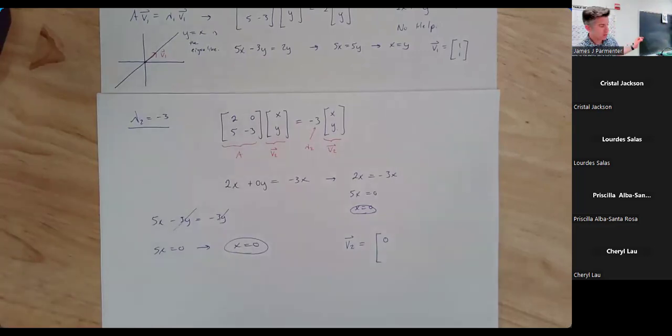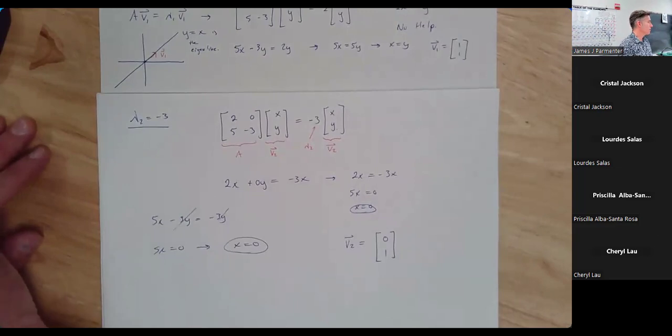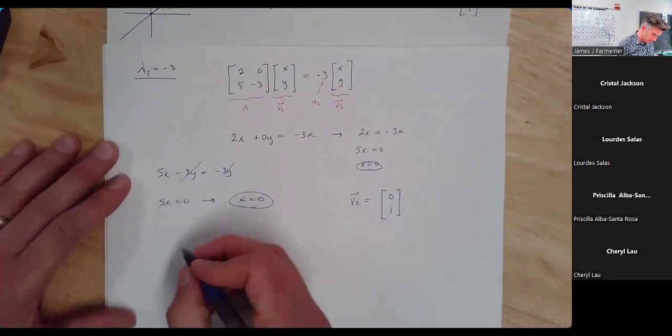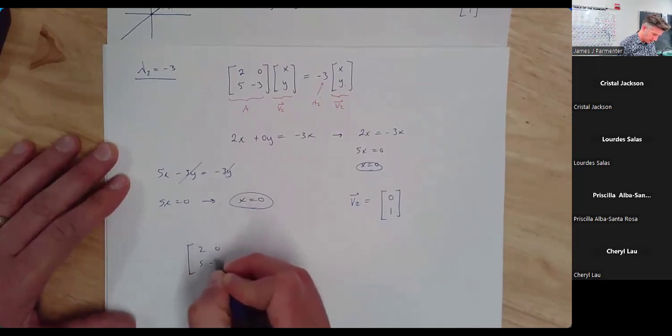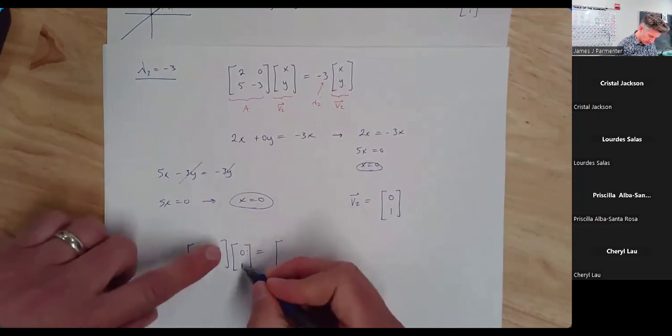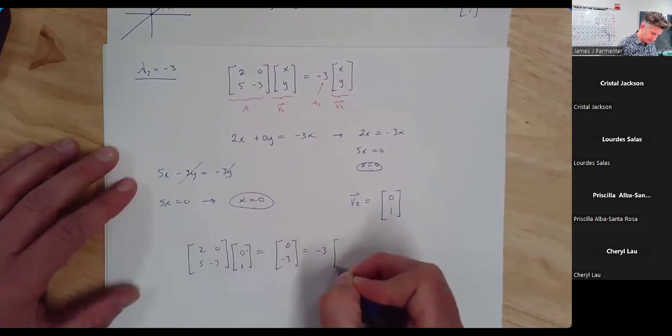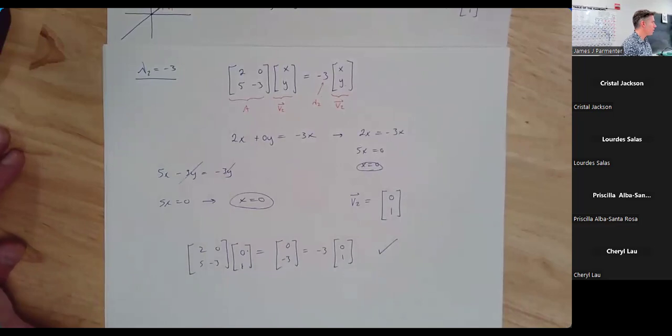Or in other words, if you are finding an eigenvector and one of the coordinates of the eigenvector is 0, the other one is typically 1 is the choice we make. Although you can pick anything, but usually we pick 1. So our second eigenvector is 0, 1. And it's true, right? If you actually do the multiplication, 2, 0, 5, negative 3 times 0, 1 is equal to 0 plus 0 and 0 plus negative 3, which is exactly negative 3 times the eigenvector. Check. It works. It would also work if you pick 0, 7.